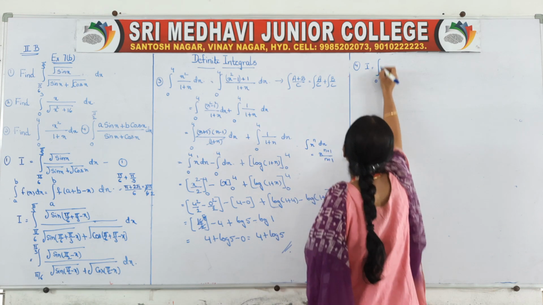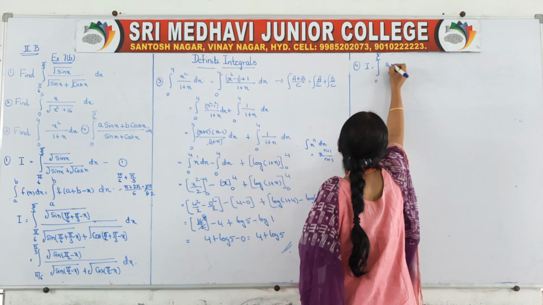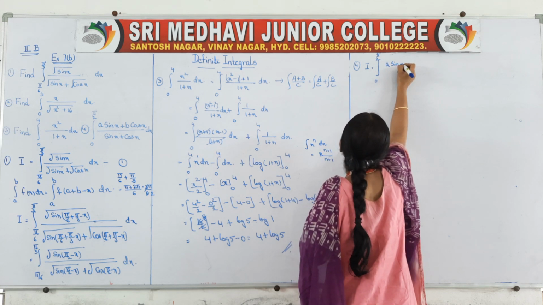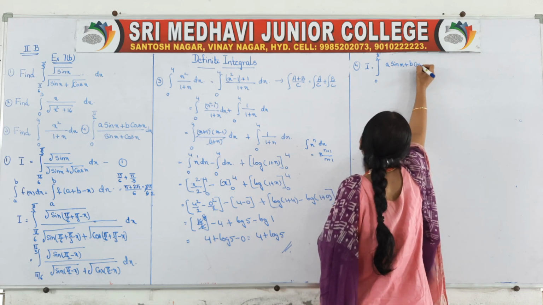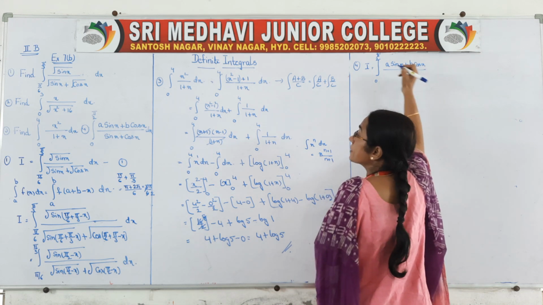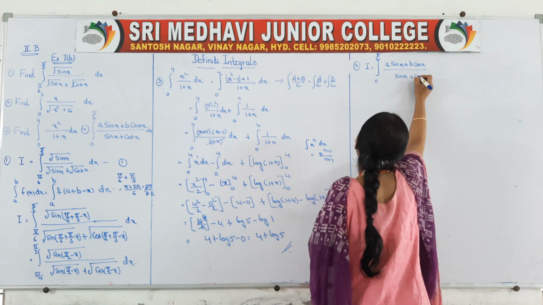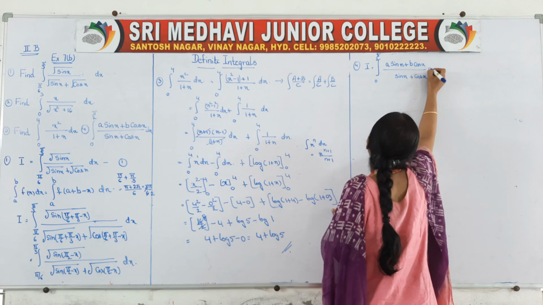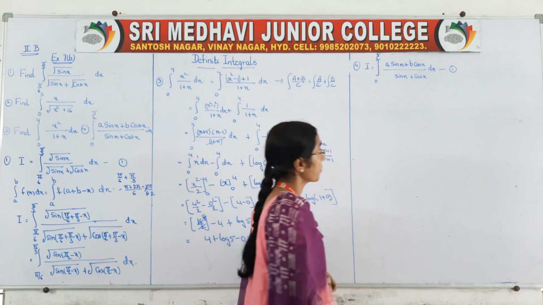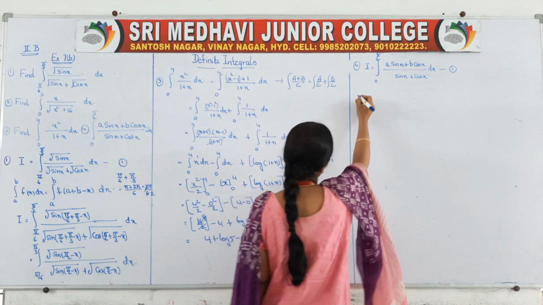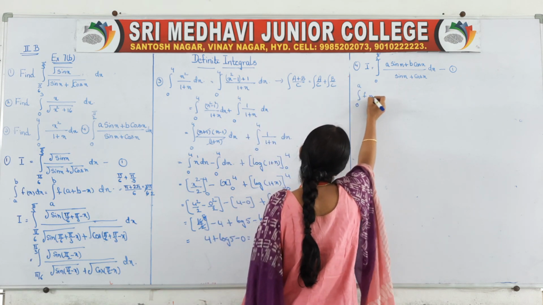So that is the integral from 0 to pi by 2 of (a sin x + b cos x) divided by (sin x + cos x) dx. Consider this as equation number 1. So which formula? The most repeated formula, integral 0 to a of f of x dx.